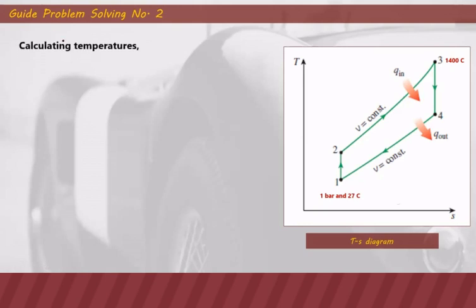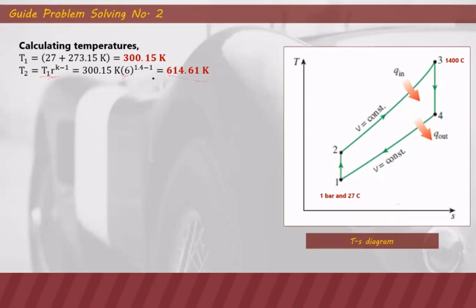Calculating the temperatures using the formula that we derived from the analysis, T1 is given, that is 27. We just have to convert it to Kelvin, so that is 315 Kelvin. And then for T2, we know that that is T1 multiplied by R to the power of K minus 1. Our R is equal to 6, so just substitute. We have 614.61 Kelvin. The temperature at point 2 after isentropic compression is 614.61 Kelvin.